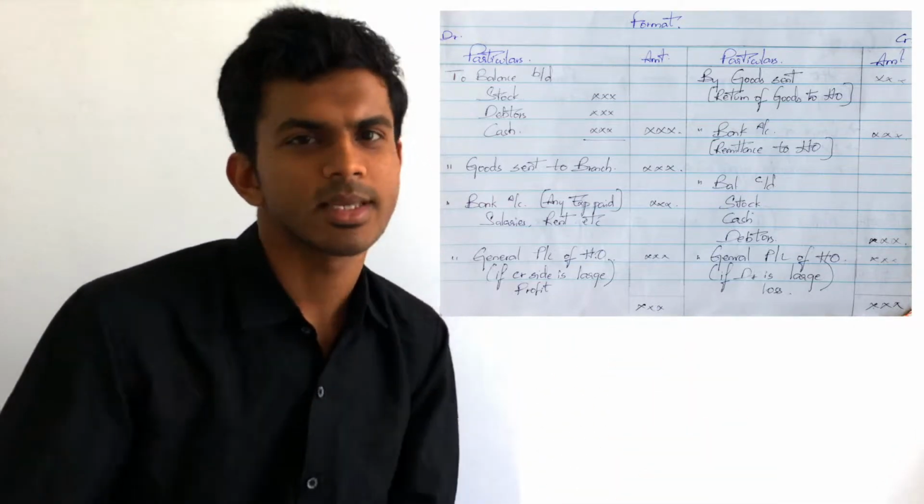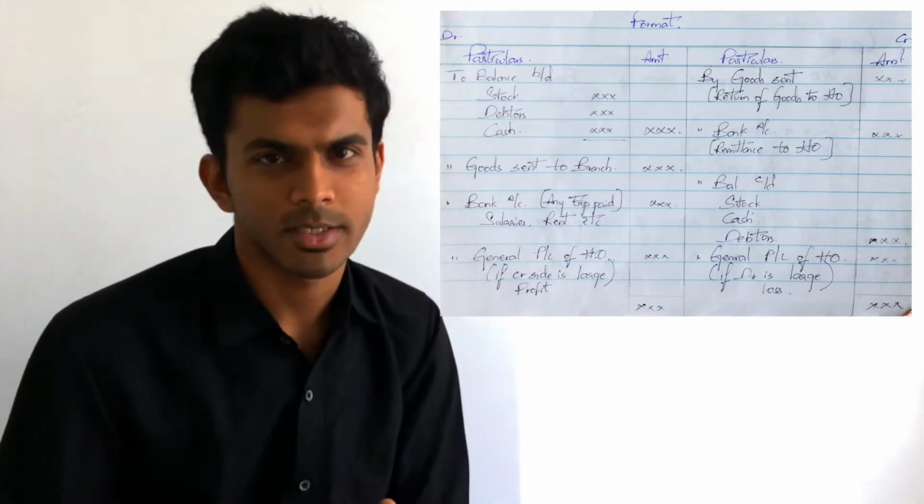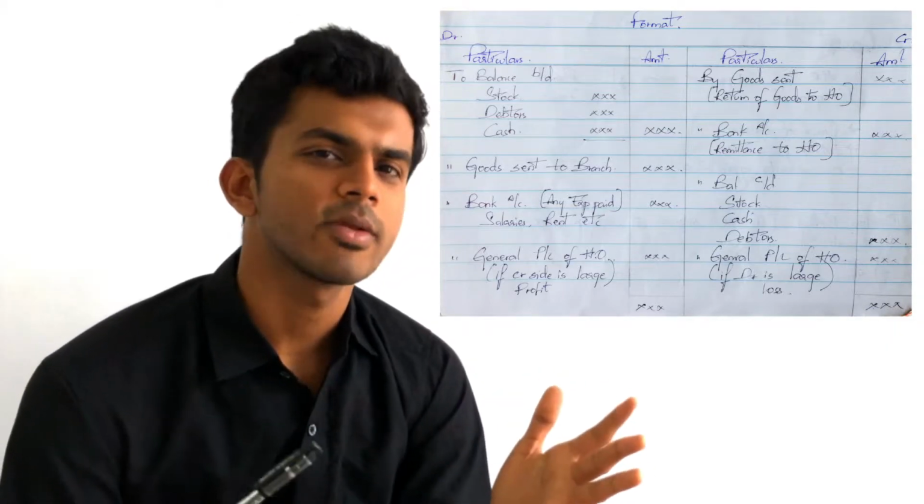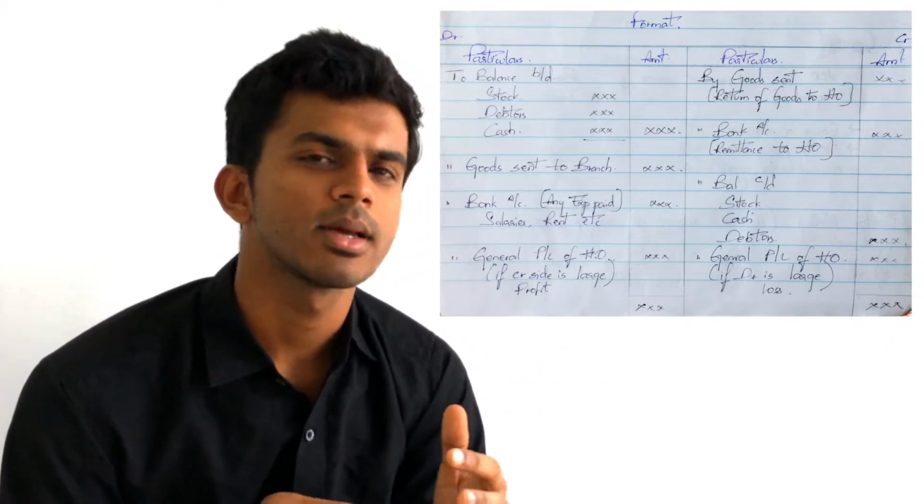And if it's the other way around, then it will be the loss made by the branch. So now let's solve a problem following the Debtors method. You will have a clear idea of how the Debtors method works.